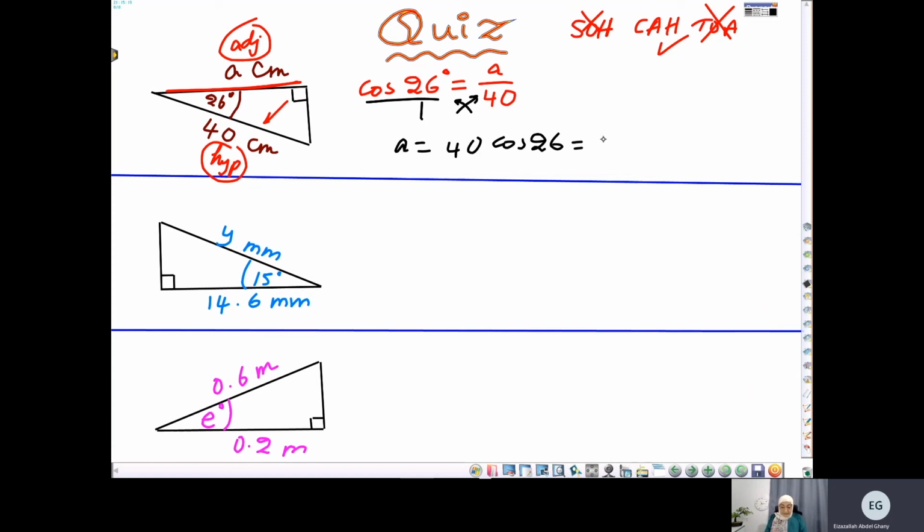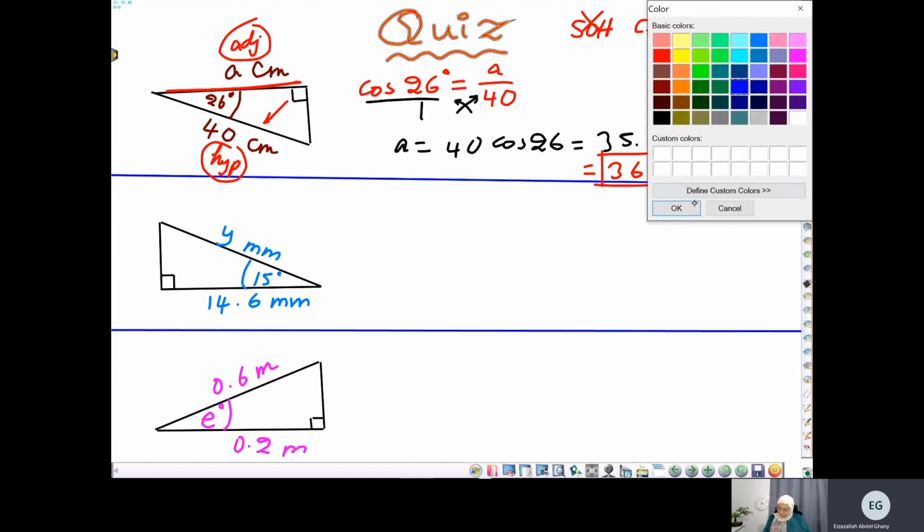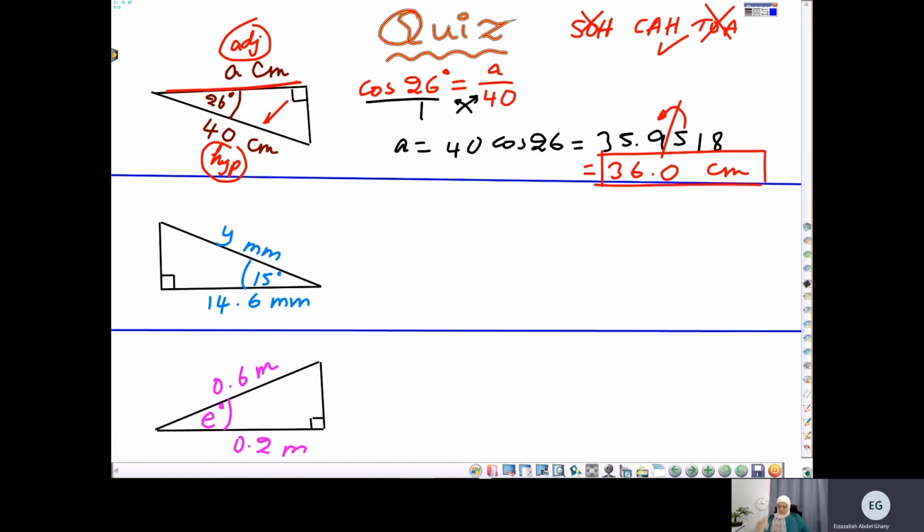It is 35.95 as 4 significant figures. But if you need to find it as 3 significant figures, it will be 36.0 centimeters. This is how to round to 3 significant figures. 36 is less than 40. Thank God we didn't make any mistakes. Please have self-confidence. We are strong.